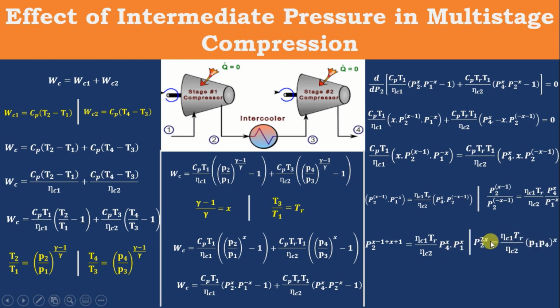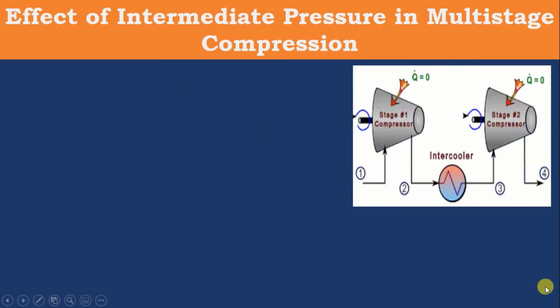So this x will get cancelled. Then P2 whole square is equal to efficiency of first compressor divided by efficiency of second compressor into Tr power x, because we are not having x, into P1 into P4. So P2 is equal to, this is the final equation, root of efficiency of first compressor divided by efficiency of second compressor into Tr. Already we know what is the x here: x is equal to gamma minus 1 divided by gamma, P1 into P4. So now this equation can be used.